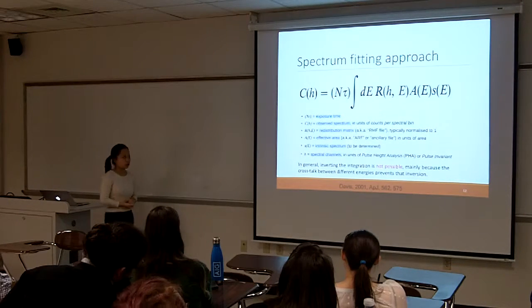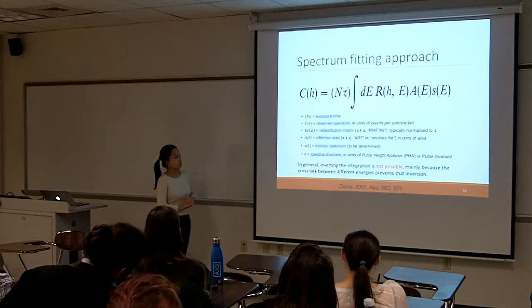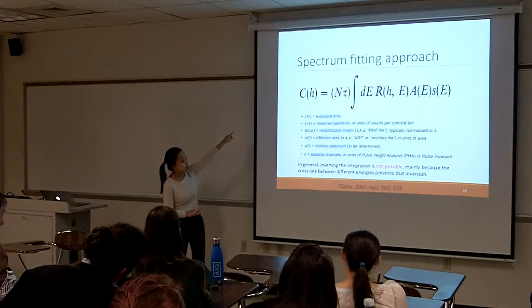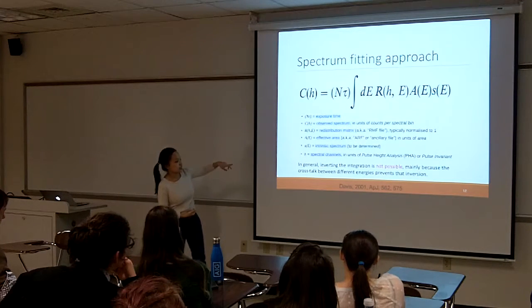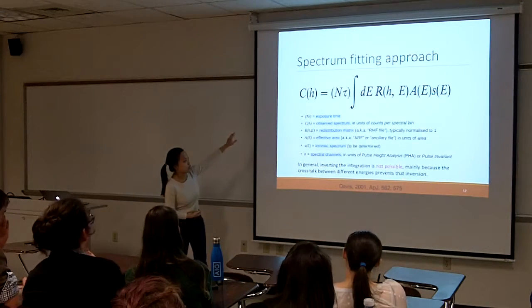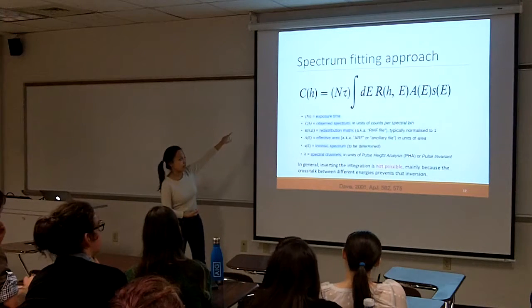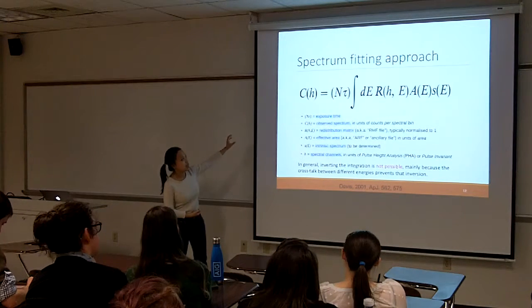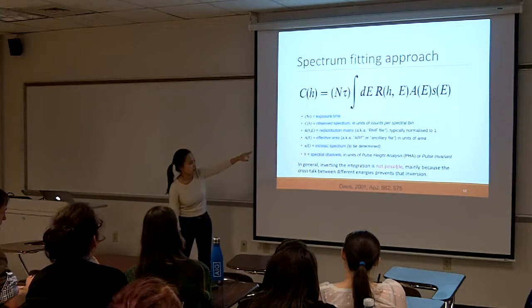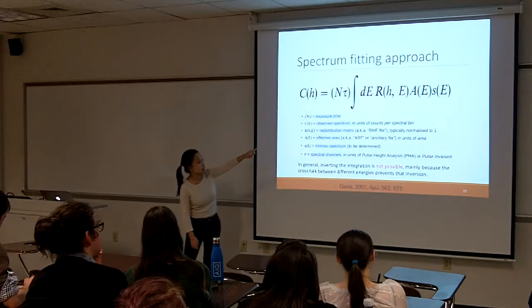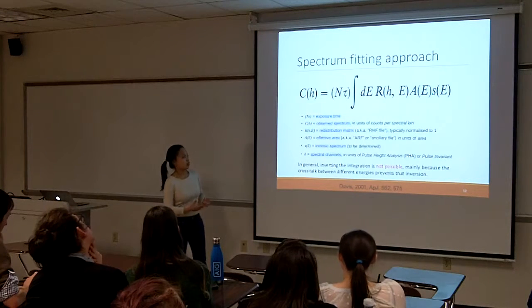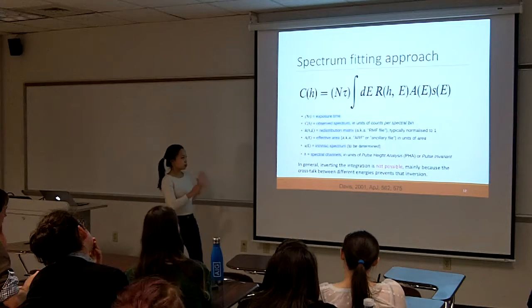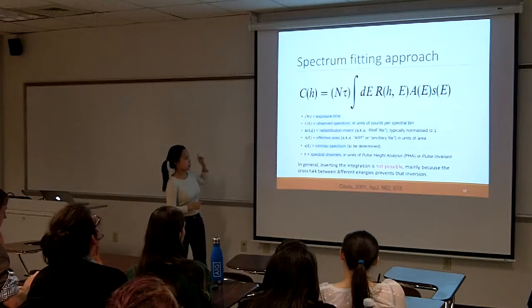And if we want to get the intrinsic spectrum mathematically, we need to invert this integration, because what we observe is C, the count of photons in each energy, and the intrinsic spectrum is there, but it is integrated over the effective area, the redistribution, and times the exposure time.